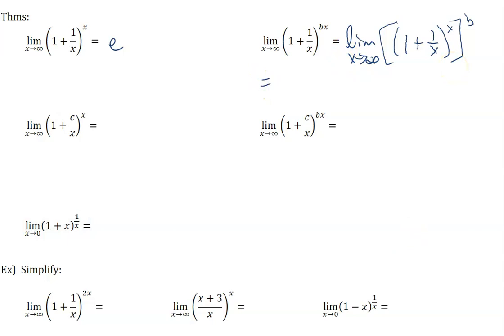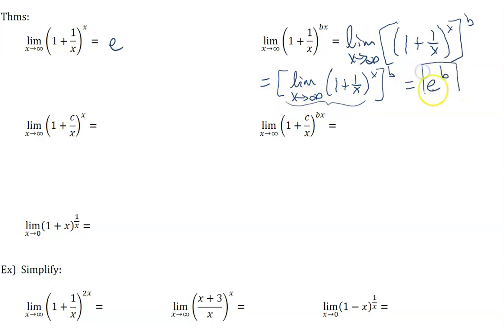So this then is equal to the limit as x approaches infinity of 1 plus 1 over x to the x, and then move that b to the outside. Now, from this theorem over here, we know that this entire inside is equal to e, so we end up with e to the b. What this allows us to do is, if we see the limit as x approaches infinity of 1 plus 1 over x raised to, let's say, 5x, we don't have to go through these in-between properties with algebra and limits, and we can just say, hey, we know that's going to be e to the 5th.